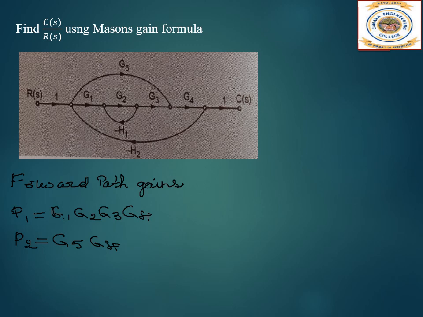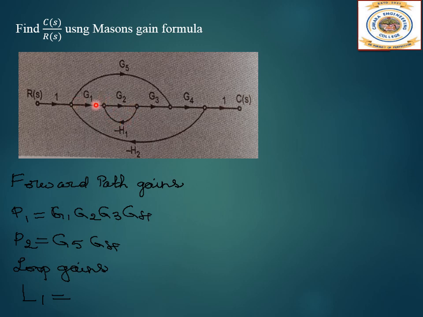Then we have to write the loop gains. How many forward paths do we have? That many we have to write. Next is loop gains, which we will represent as L1. What is a loop? It starts at the same point and again ends at the same point. So that is the loop gain. Say I'll start from C here. This G2 and minus H1. G2 minus H1, this is one loop.